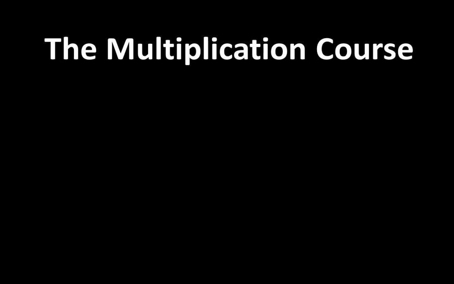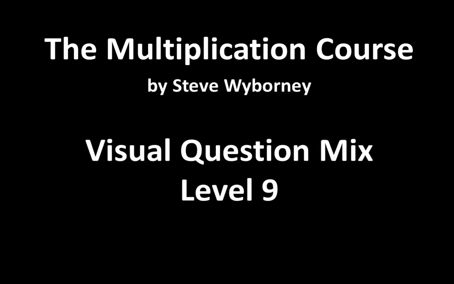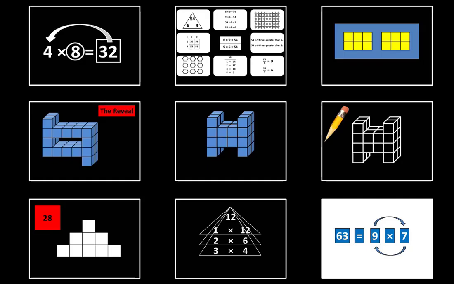And here's another example of some squares. You can see how there's a lot of spatial opportunities with this. And I'm just moving through this much more quickly than the students would see. This wraps up with the title screen, Visual Question Mix Level 9. So that's a quick look at the visual question mix.